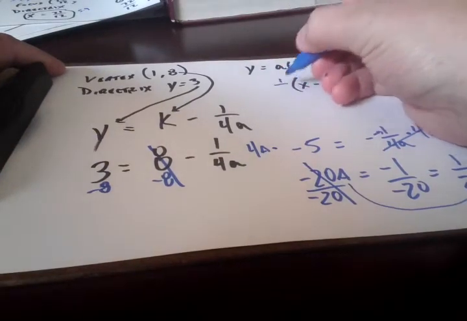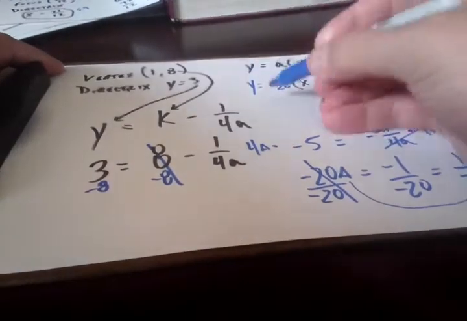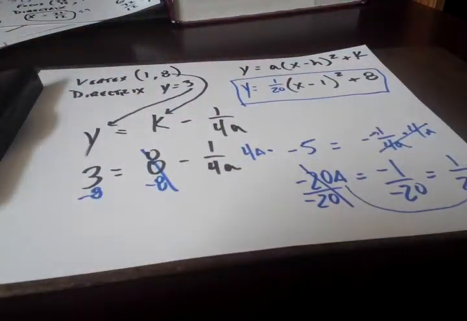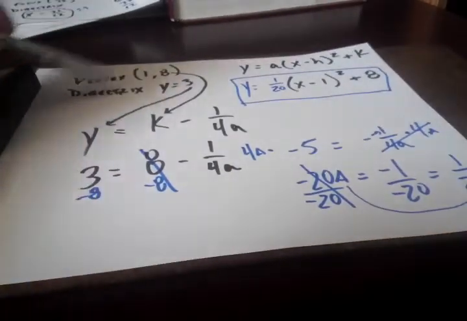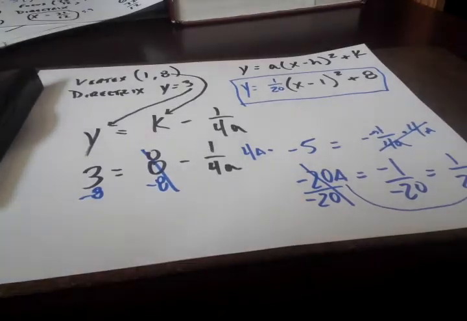So I'm going to plug that in for our a. And this is the equation that has a vertex at (1, 8) and a directrix at y equals 3.